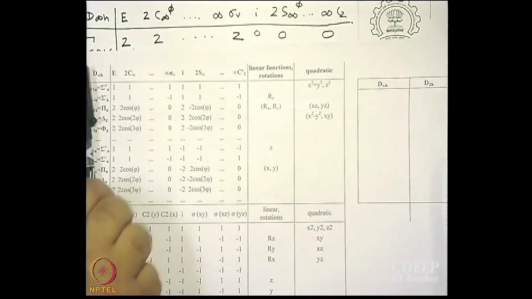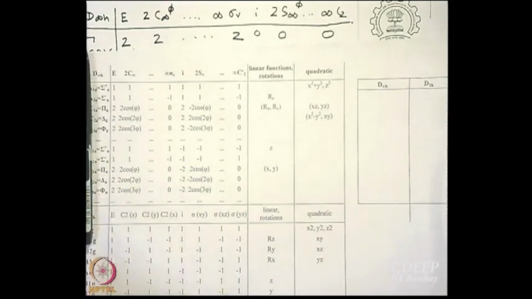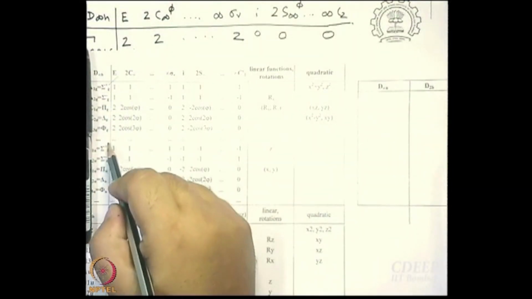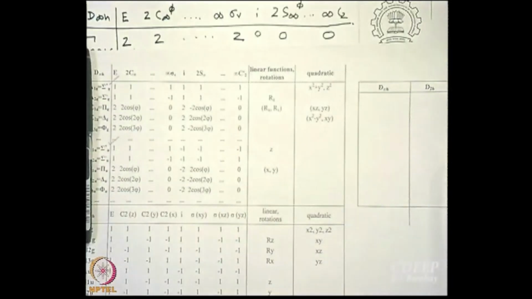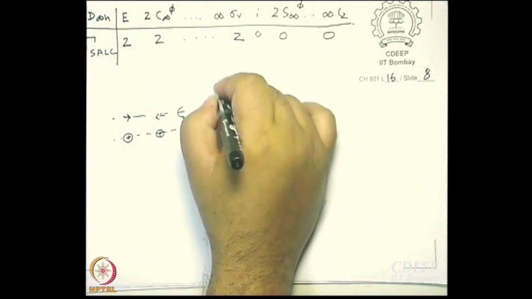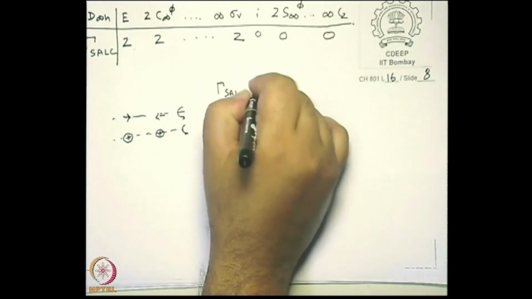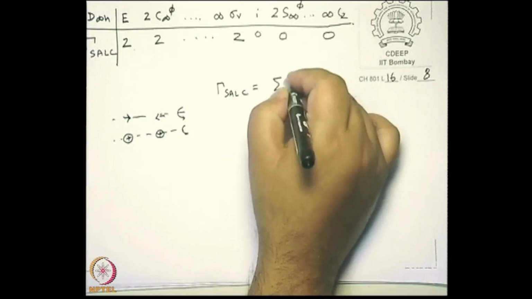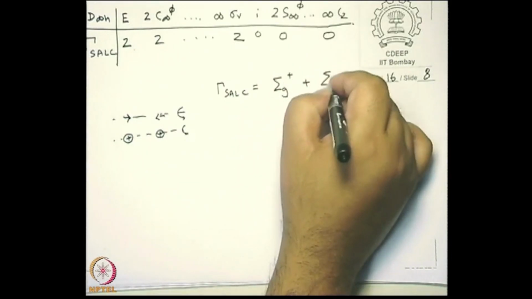This is just what this guy has written to make things complicated in a simple manner. So sigma g plus, sigma u plus, isn't it? Sigma g plus, sigma u plus. You have to do it by inspection, there is no other way. Right or wrong? So what you get is gamma SALC equal to sigma g plus plus sigma u plus.